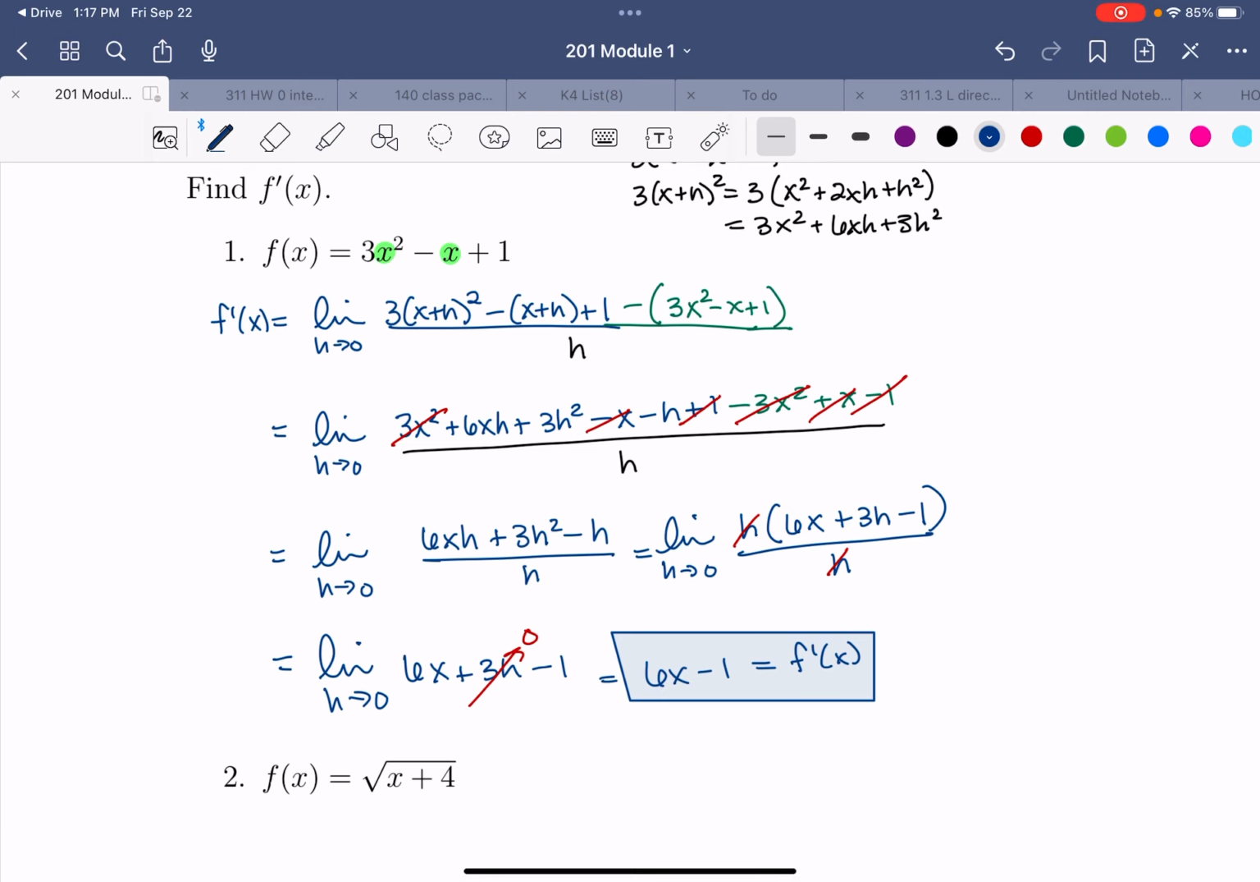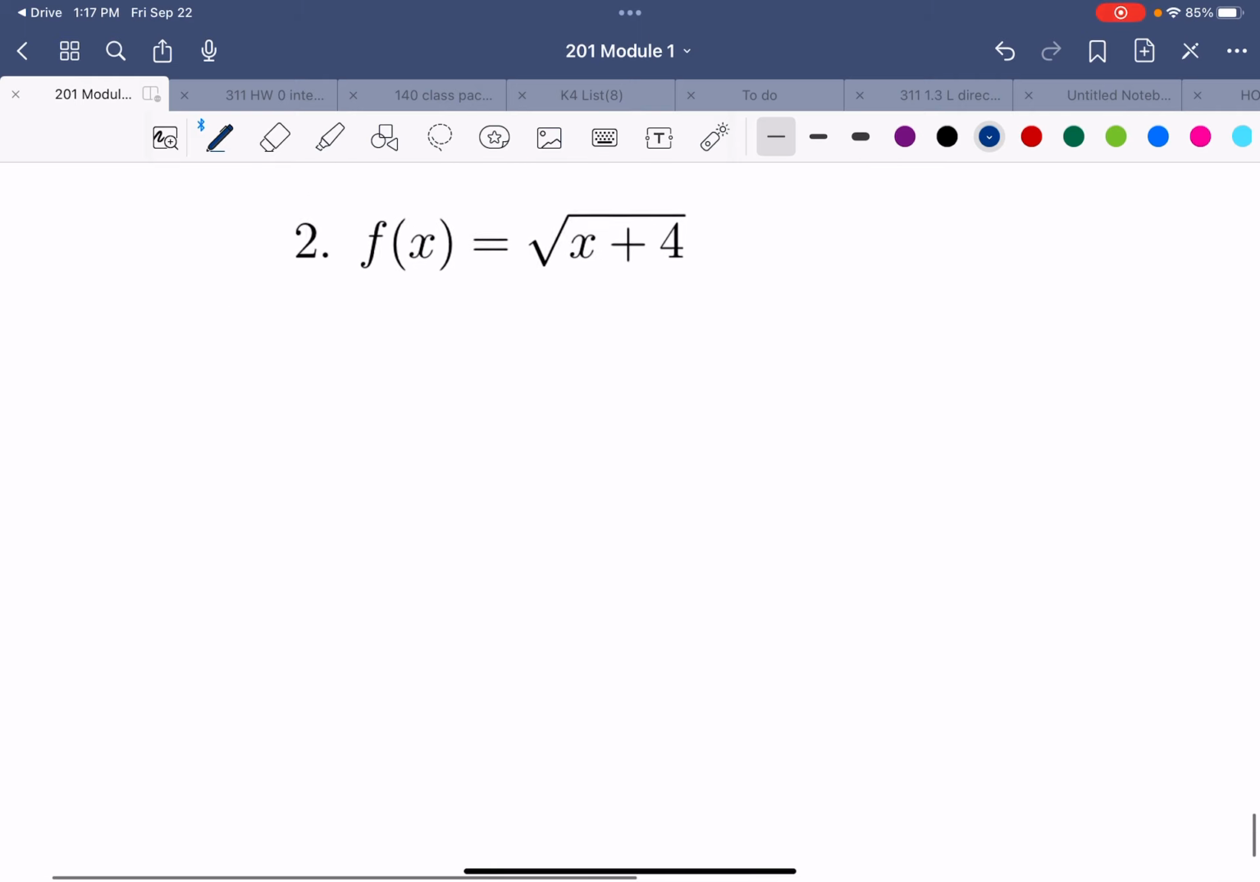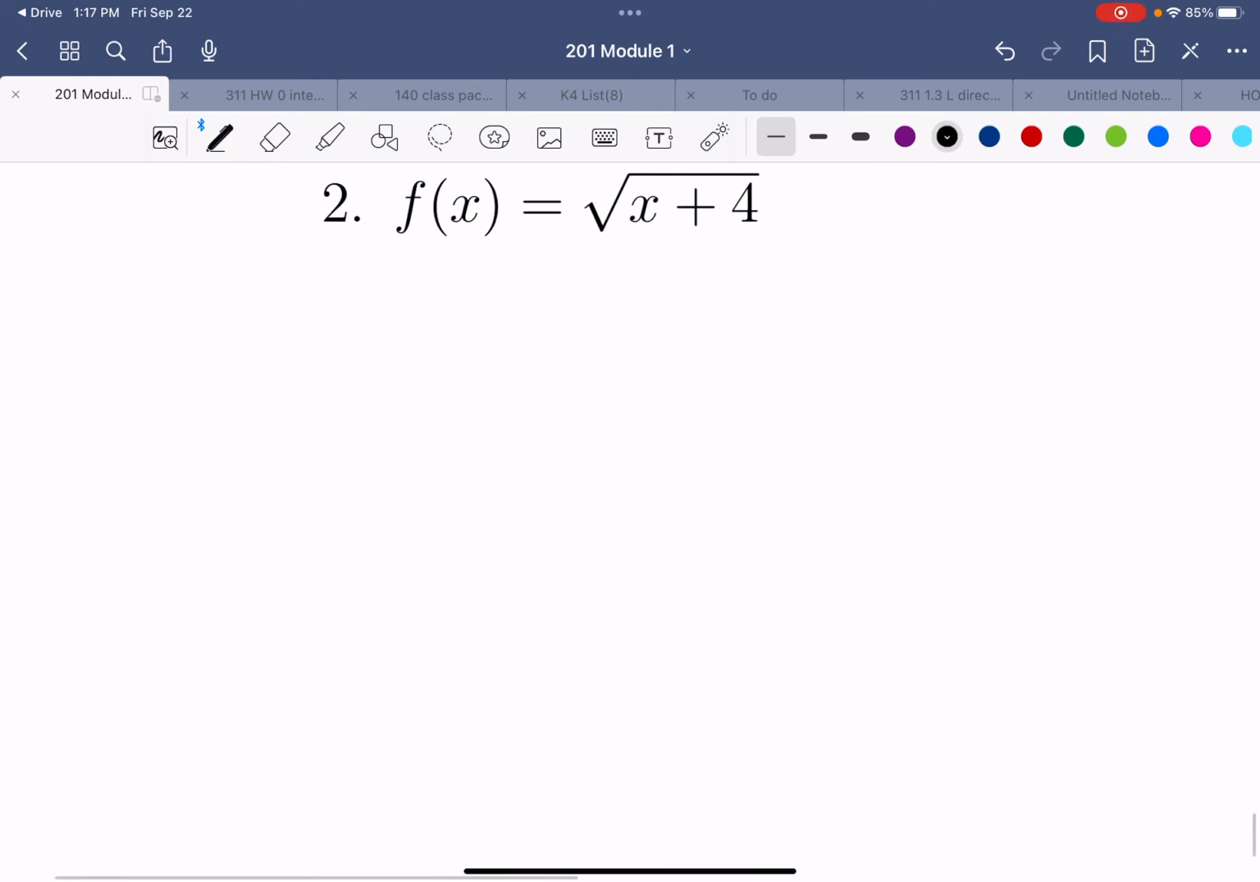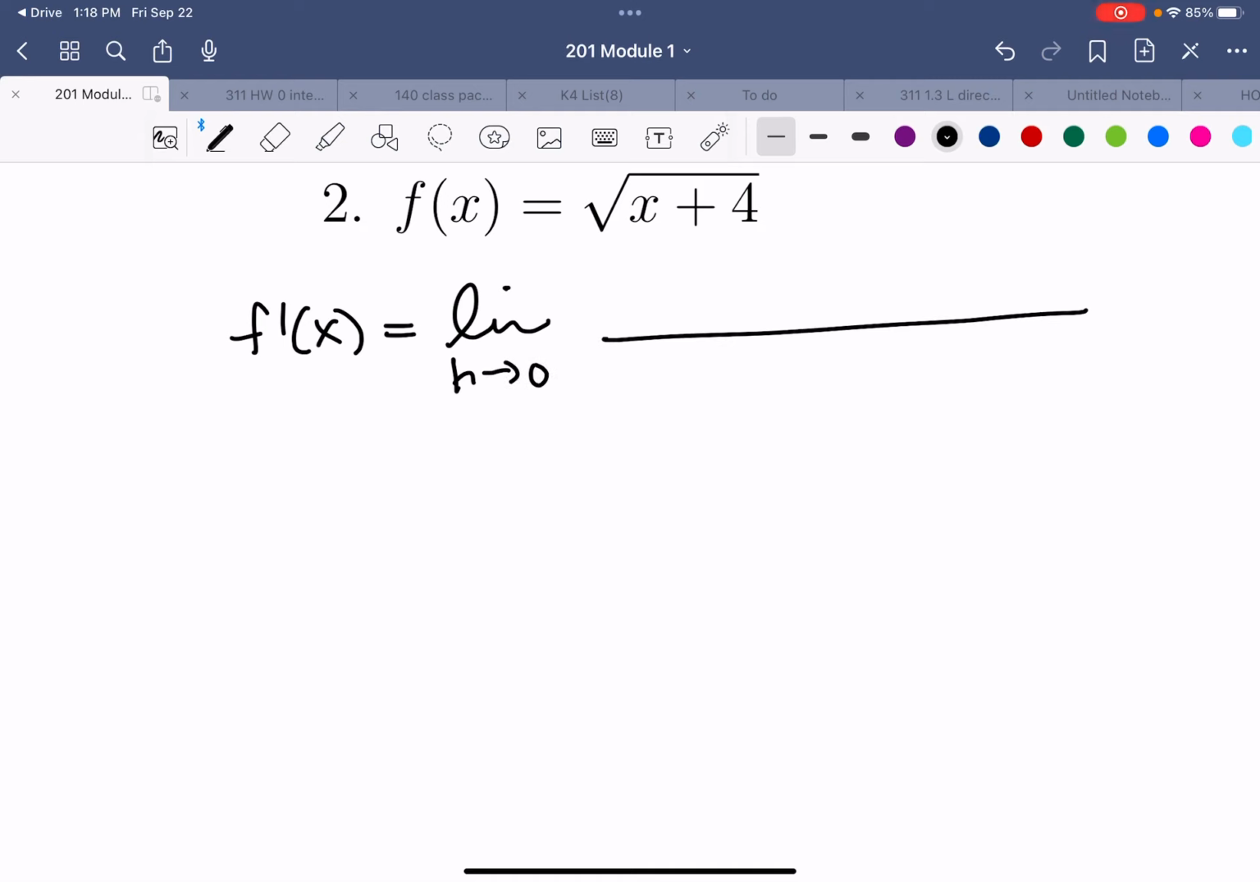Now on to number 2 with the square root. So same idea here. We'll get a look at the algebra on this one. So we're going to have f prime of x equals the limit as h goes to 0. And now I want f of x plus h. My only x is right here. So I'm going to put an x plus h in its place. So that will give me the square root of x plus h plus 4 minus the original function, which is the square root of x plus 4, and an h on the bottom.